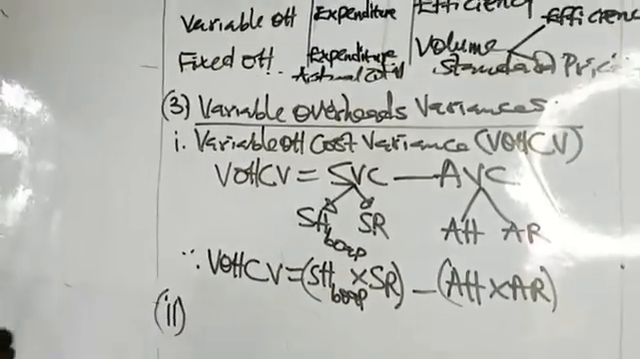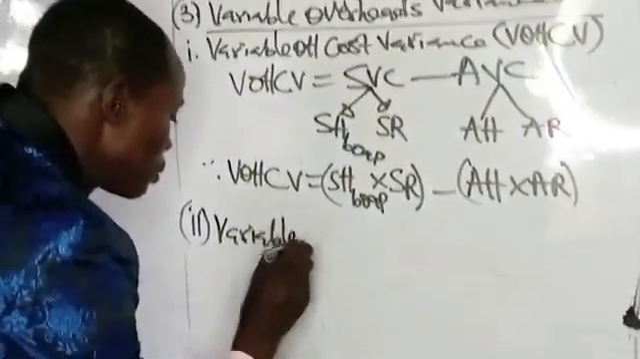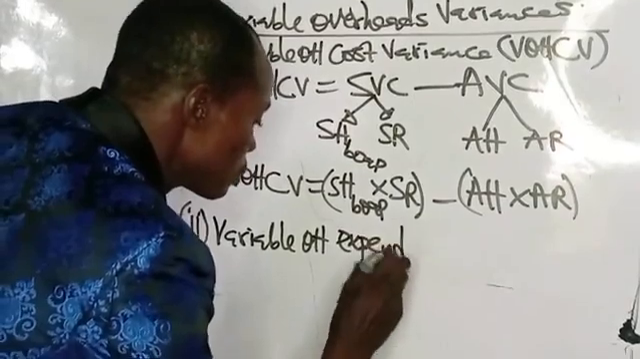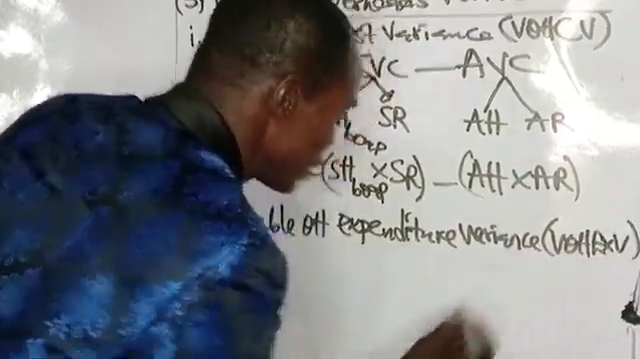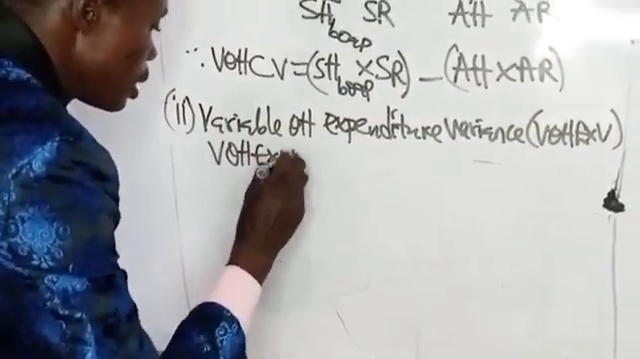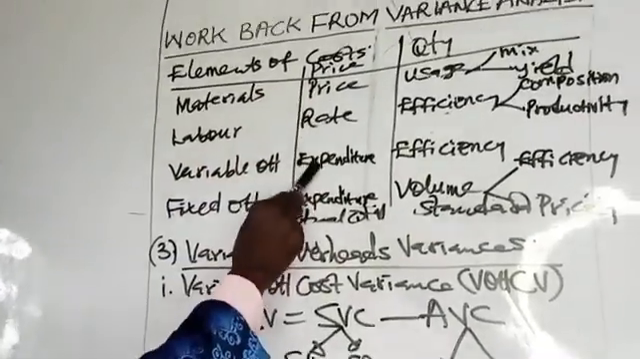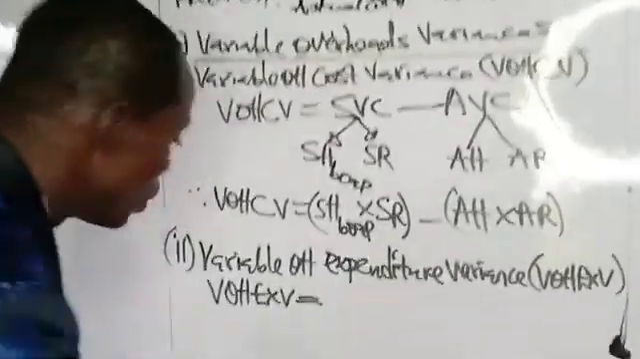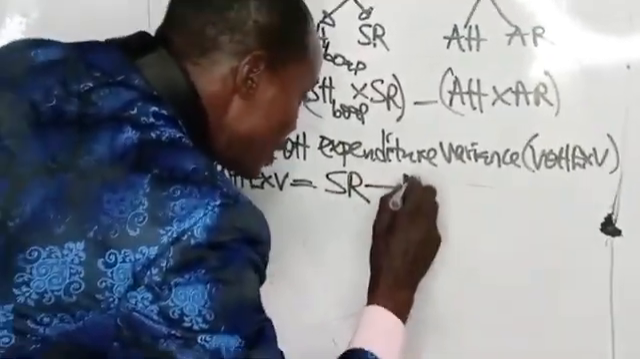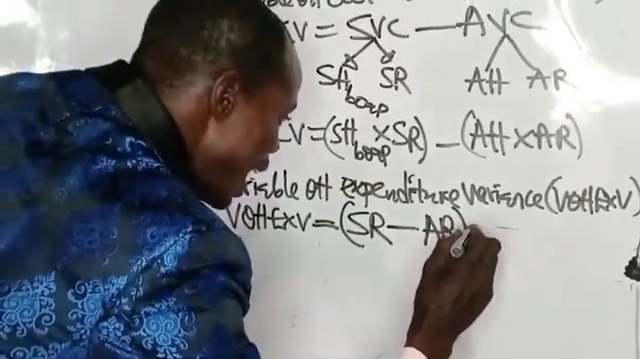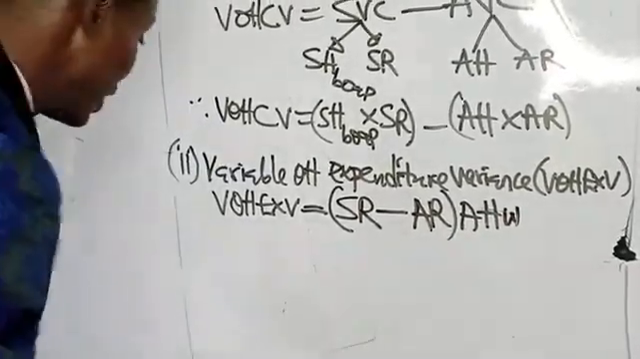The variable overhead cost variance, I said, will be divided into expenditure variance and efficiency variance. Variable overheads expenditure variance is the price variance, the rate variance. It is the difference between the standard variable rate, you may add B to it, minus the actual variable rate, multiplied by actual hours worked. It is the actual hours worked that will be used, not paid for. That is the variable overheads expenditure variance.